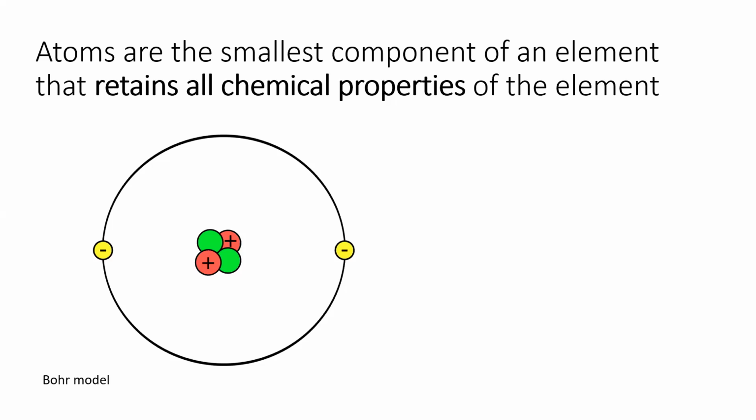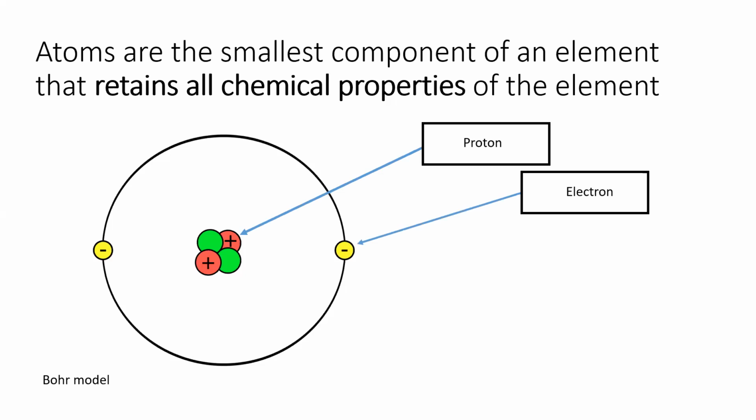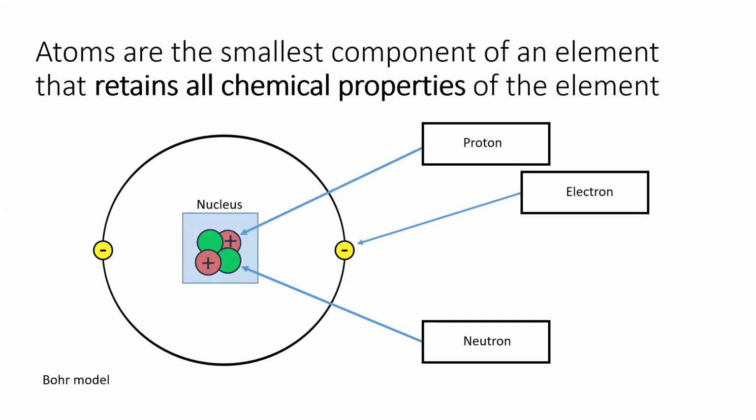All of those characteristics are retained, and that's how we know that is an atom, or the smallest component of that. And atoms are made up of protons, which are these positively charged components, electrons, which are negatively charged components, and neutrons, which hang out in the middle in this nucleus with your protons. And the neutrons are neutral. That means they don't have a charge.